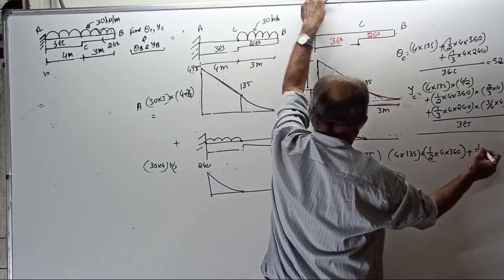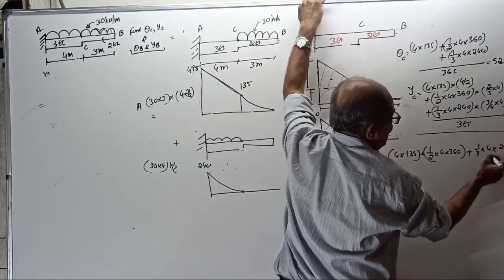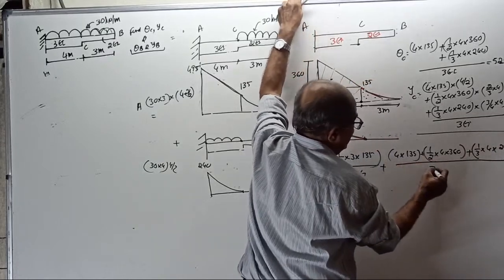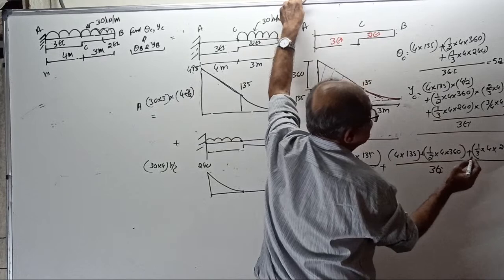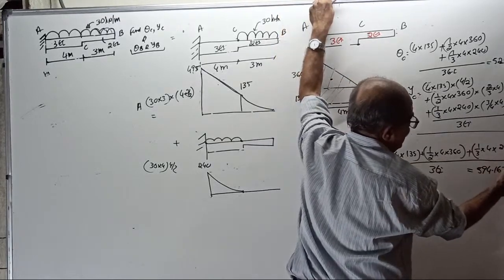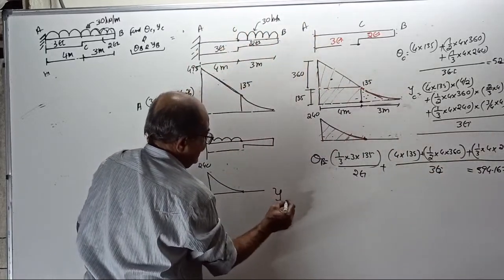1/3 of what? 1/3 of 4 into 240. A little fast, I am telling you why: because you know this one. All these three divided by 3EI. The answer has to come 594.167 by EI. Lastly, deflection at C.